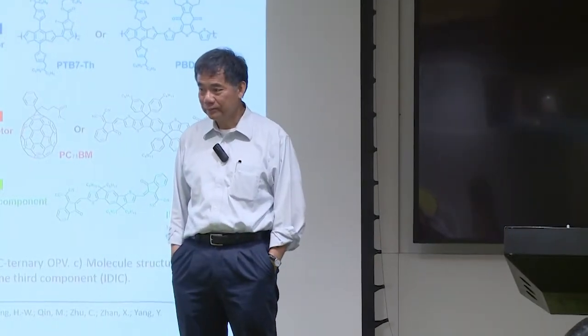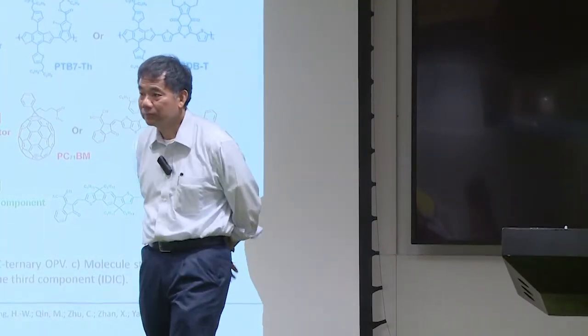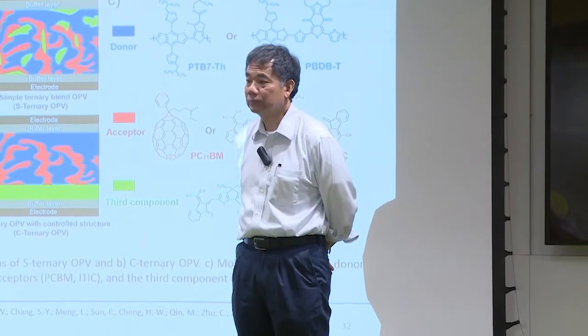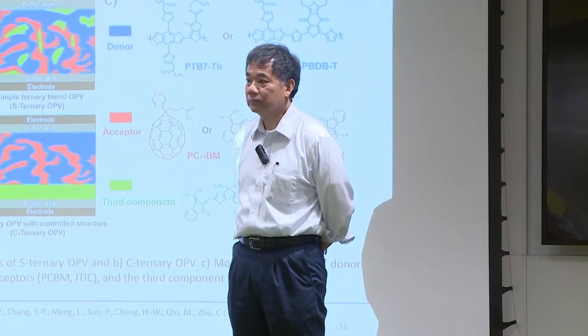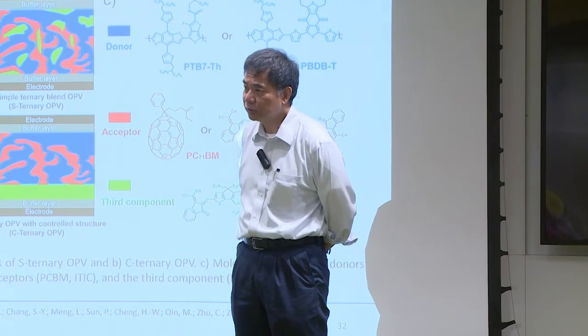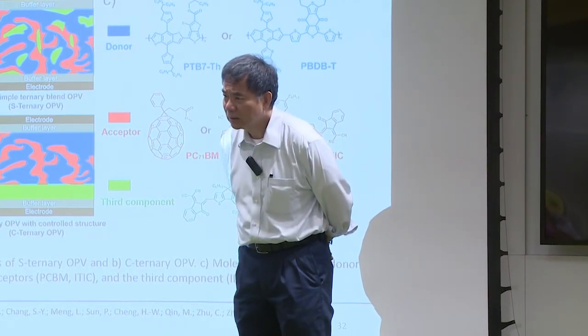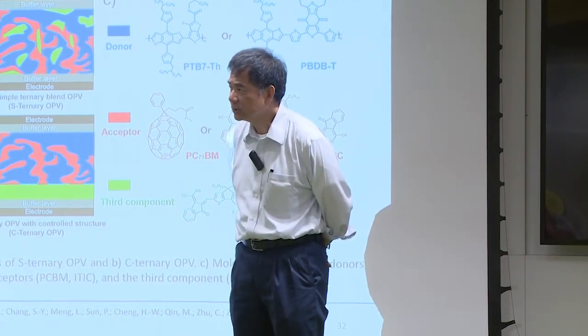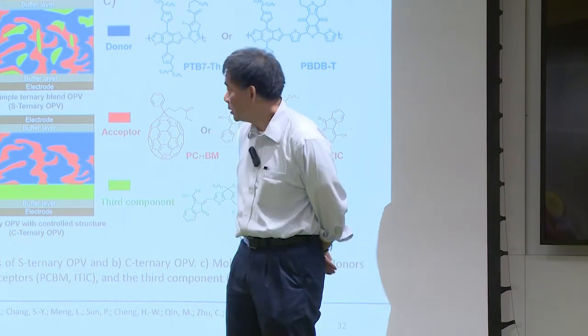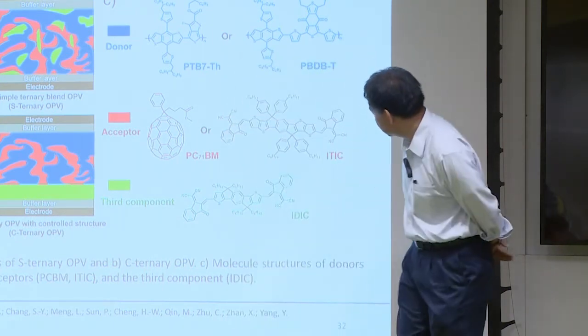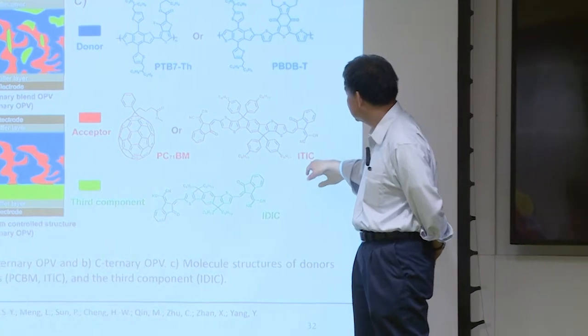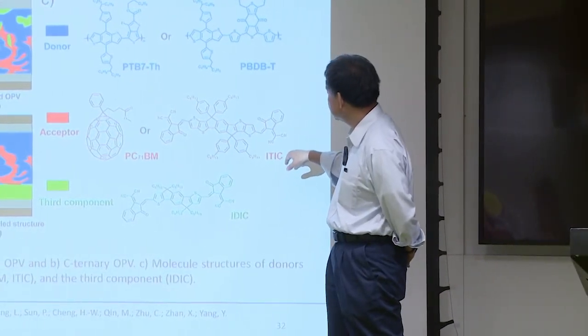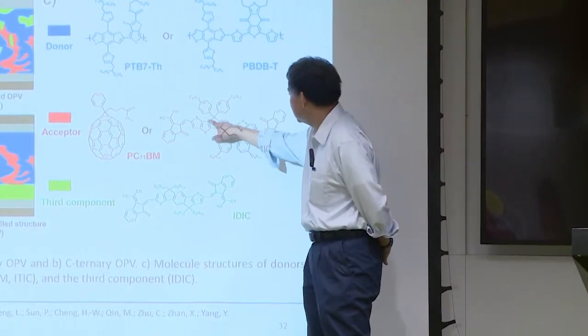Professor Yang, I have a question: why do we have to use the spiral structure for ITIC or IDIC? The spiral structure? Oh, you mean the design of the ITIC? Which part is the spiral structure? The middle part. This one? Yeah.